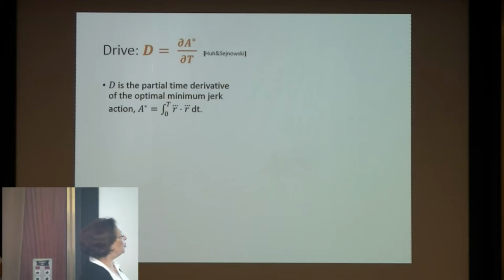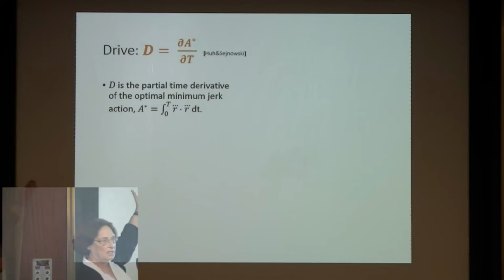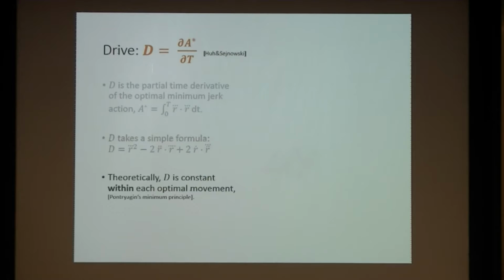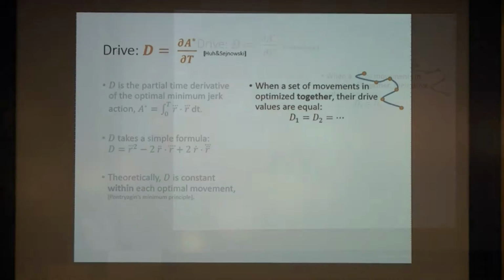Now, if the derivative of the total cost with respect to total duration is invariant, remains constant, that means that the drive is constant. Okay? So using this formalism, you can derive the theoretical prediction about drive for different kinds of costs. For example, for minimum jerk, you can derive the total drive, and you can do it for minimum acceleration.